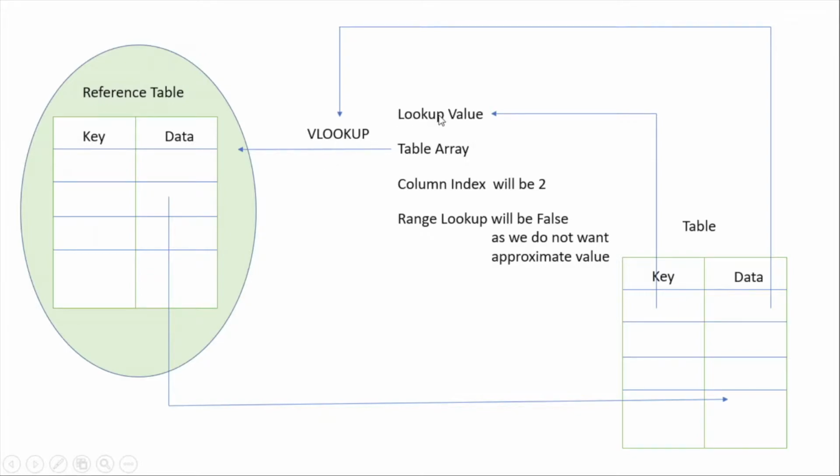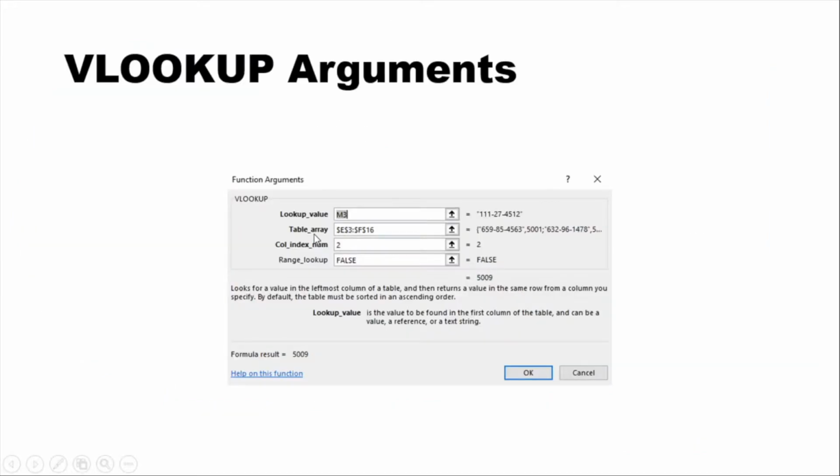Vertical lookup has the first parameter which is value. What we are looking up is the key, and where we are looking up is this reference table. And column index is counted from here 1 and 2, so we are trying to return the data. And range lookup will be false as we do not want approximate value to be returned. This is how it looks in Excel: lookup value, table array which is a range, column index, range lookup. Now let's have a demo.